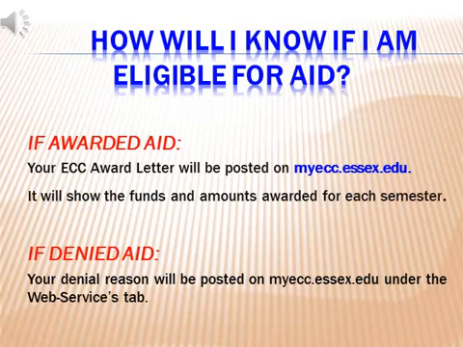How will I know if I am eligible for aid? If awarded aid, your ECC award letter will be posted on myecc.essex.edu. It will show the funds and amounts awarded for each semester. If denied aid, your denial reason will be posted on myecc.essex.edu under the Web Services tab.